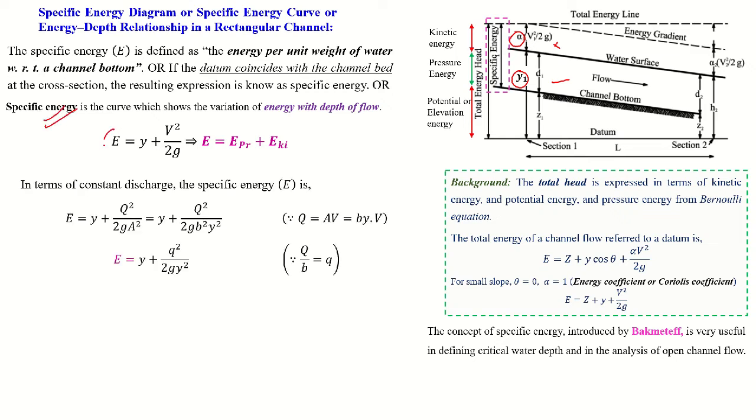Now if you see this equation, this is called your specific energy curve or relation. Energy is the sum of your pressure energy and kinetic energy. Now we know the velocity in terms of discharge, because the water is flowing in this channel.